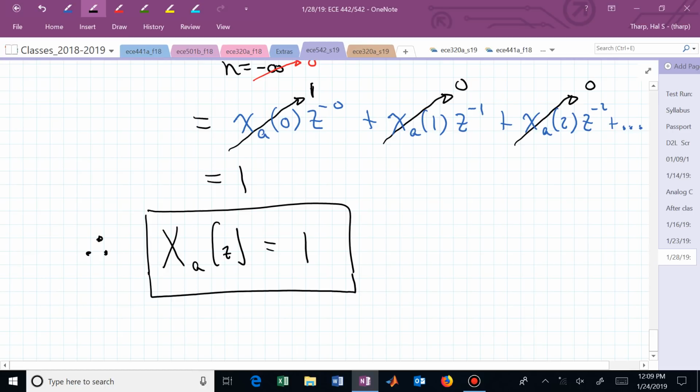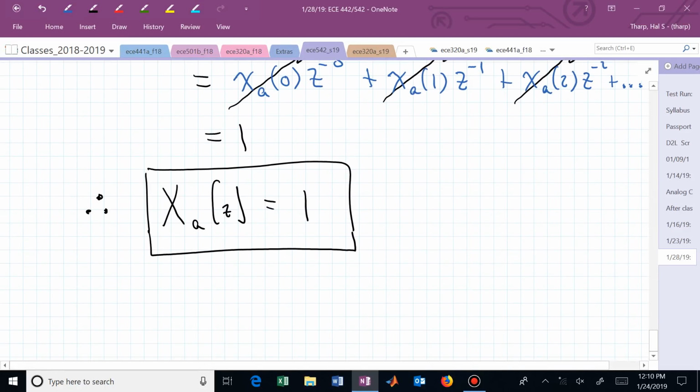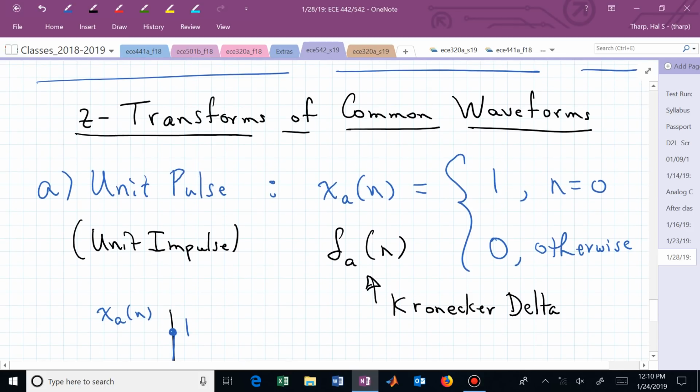As for the frequency response of x sub a of z, you plug in any value of z, and what do you get? You get 1. So for all values of z, or for all frequencies, z being this complex plane, all values of z have exactly the same frequency response. They have a value of 1. So that's telling you why this unit pulse, or unit impulse, is powerful.